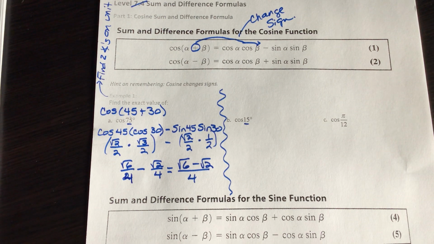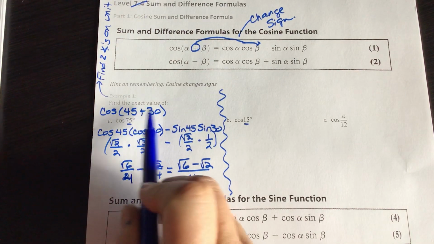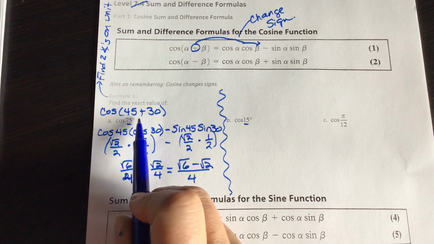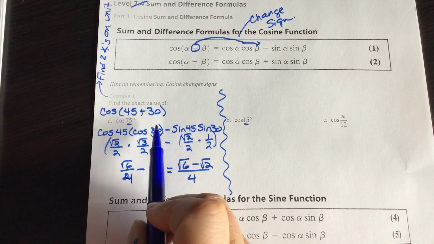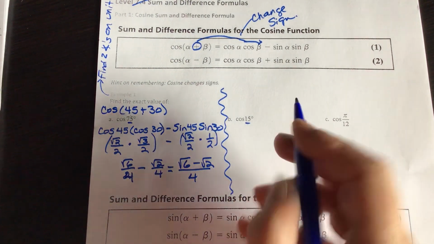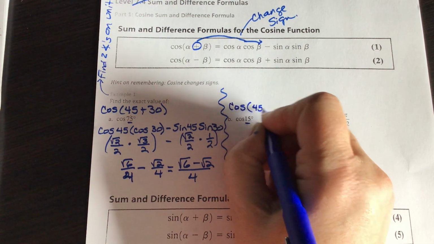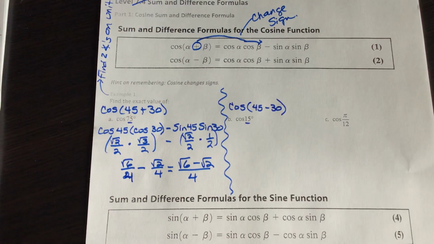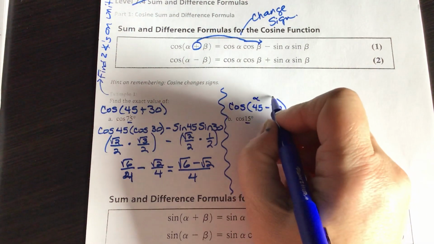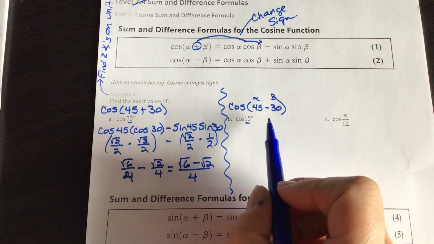In part B, we have cosine of 15 degrees. I want to find two angles on the unit circle that give me 15 degrees as their sum or difference. These two angles added up to 75, but if I subtract them, I'm going to have 15 degrees. So this would be cosine of 45 minus 30, and these would be our A and B here.